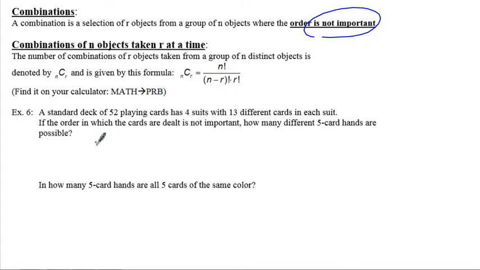So let's look at our first example. A standard deck of 52 playing cards. We want to know, if we don't care about the order in which we get the cards, how many different 5 cards can we have? So we're saying, what is the combination out of 52 cards that we can get a 5-card hand? So we can either substitute 52 for n and 5 for r, or we can make our calculator do it for us.